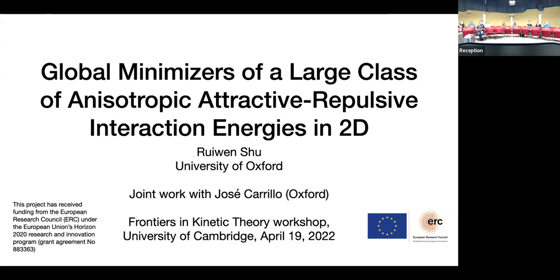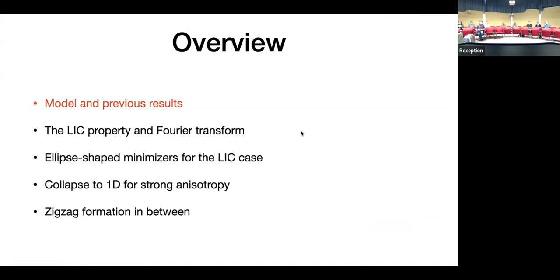So today I'm going to talk about my joint work with Jose Carrillo on the energy minimizers of some anisotropic attractive-repulsive interaction energies. And I will focus on the case of two spatial dimensions. Let me start by introducing the model and also say a little bit about previous results on this model.